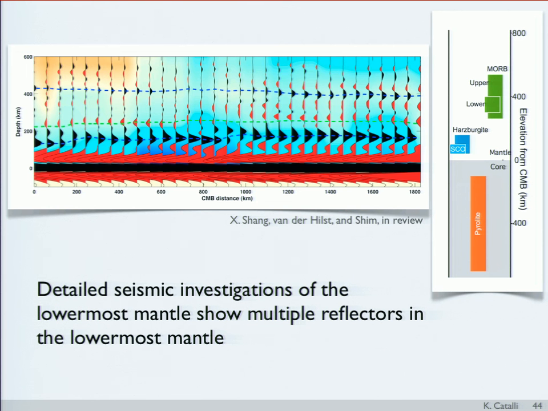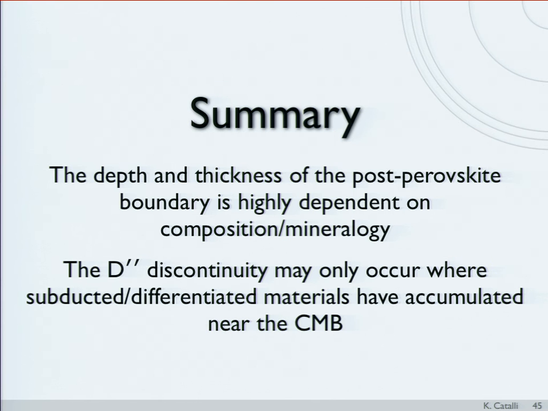And detailed seismic studies are now being done. This is showing depth above the core mantle boundary along some distance under China, where these black little blips here are showing basically discontinuities that they're seeing. And they're seeing a weaker, shallow discontinuity and a stronger, deeper discontinuity that could potentially be explained by these two different rock compositions here.